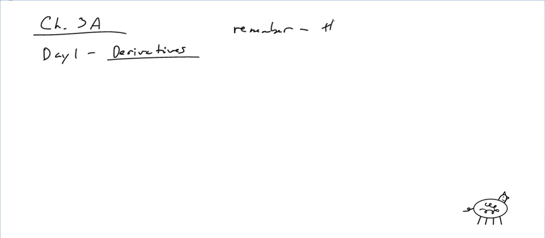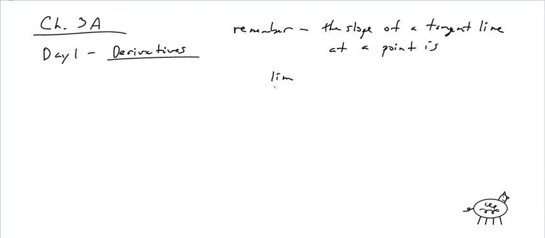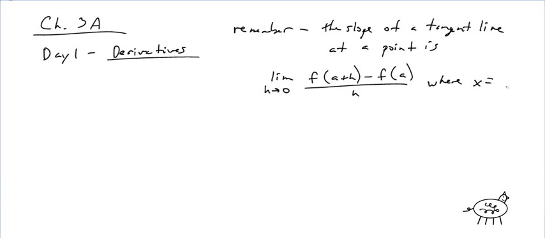The slope of a tangent line at a point is basically the limit as h approaches 0 of f of a plus h minus f of a, all over h. And remember that's where x equals some value a. Okay? And you plug it in.